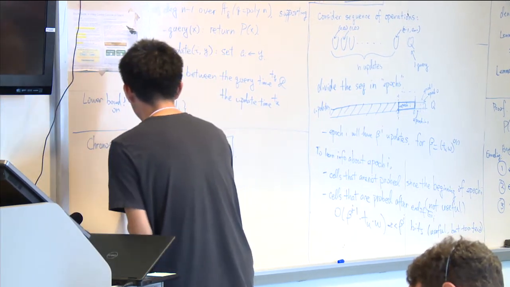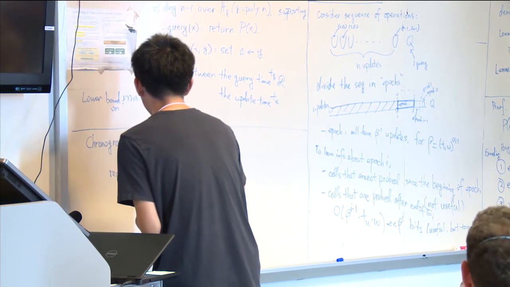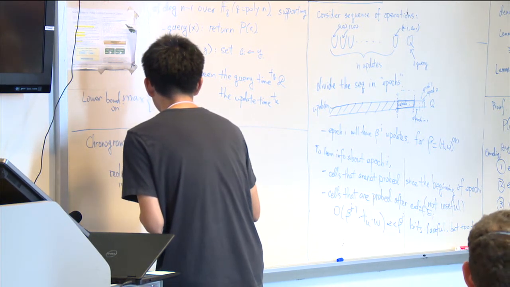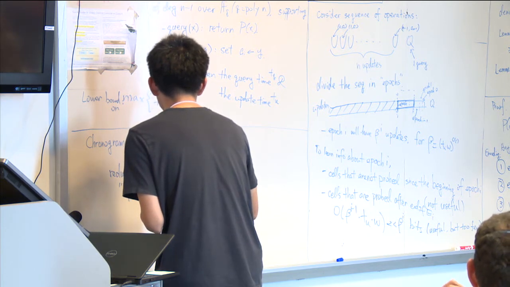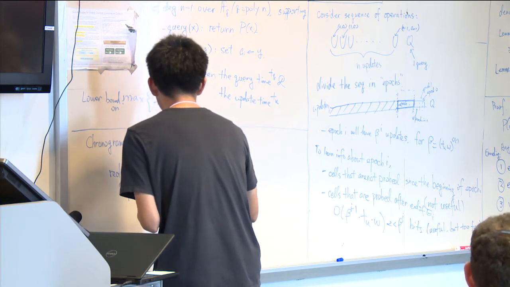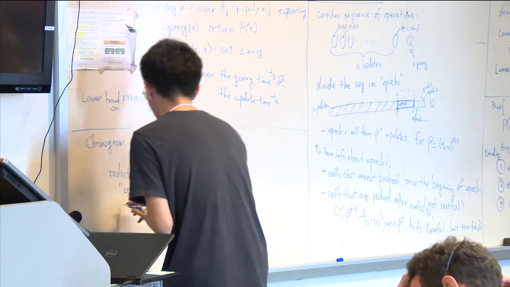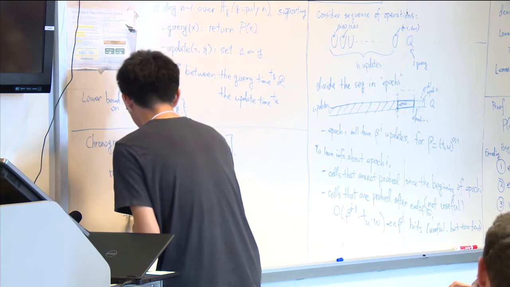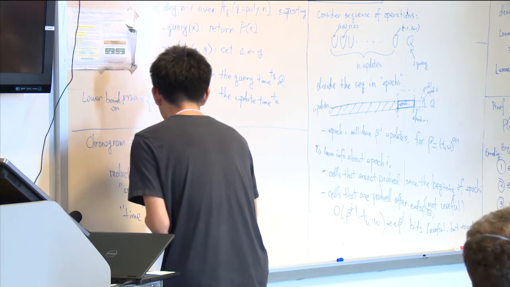Where the space of the static problem corresponds to the length of the updates, or the length of the epoch times the update time. And the query time corresponds to the number of probes into CI.